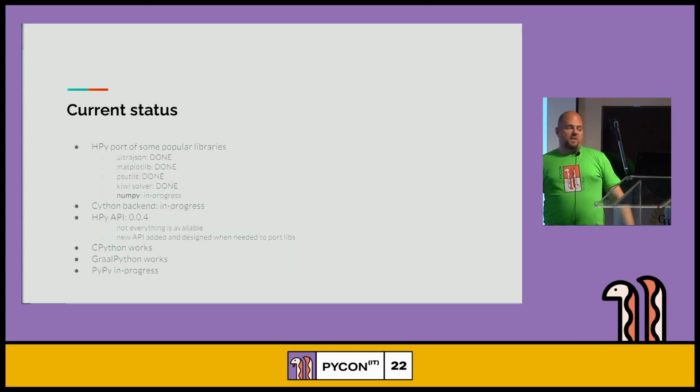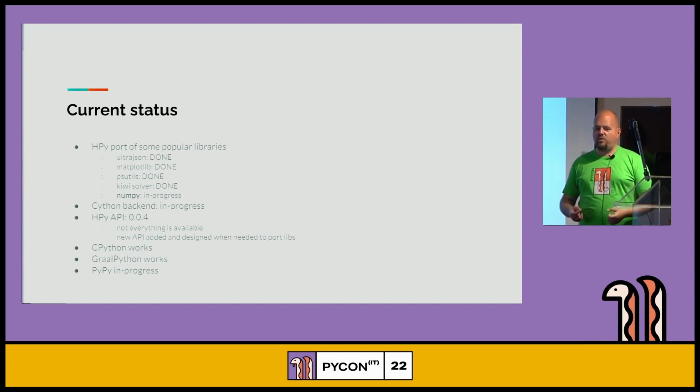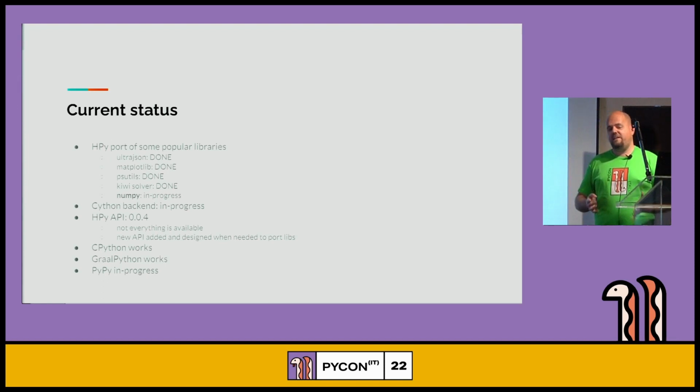What is the current status of hpy? We are porting some libraries. So there are ports of UltraJSON, Matplotlib, PSUtil, Kiwi Solver, and NumPy is in progress. And basically, the idea is that by porting these libraries, we find what are the APIs that we need to do this work, and we design and implement what we need for this. So it's an iterative approach, and eventually we will support all the API, hopefully, but that's how we are doing it. We have the Cython backend, which is in progress, and it will be a huge step forward. We just released 0.0.4.